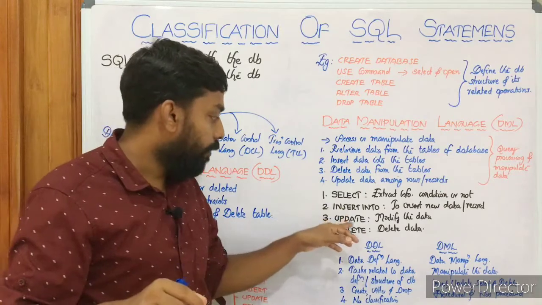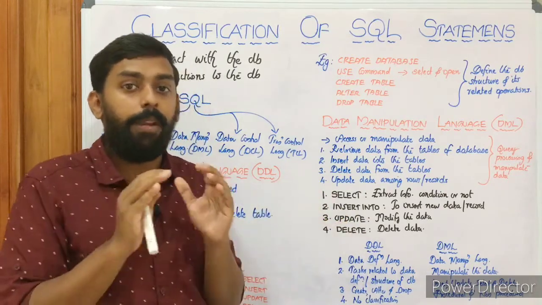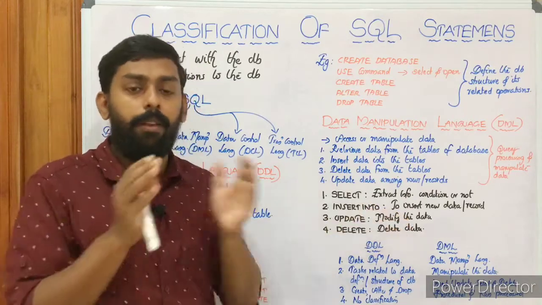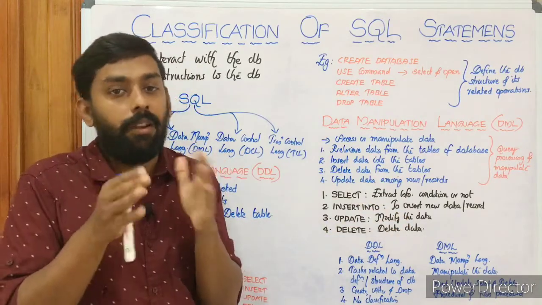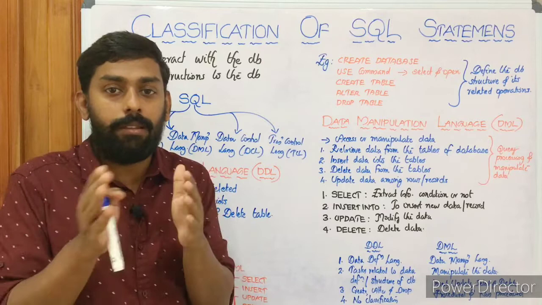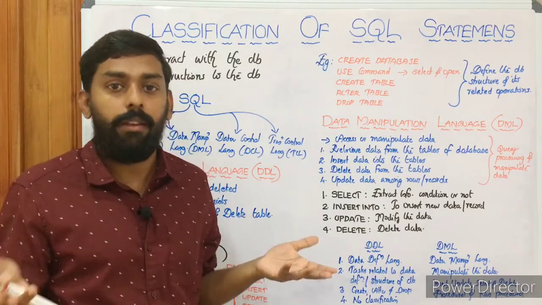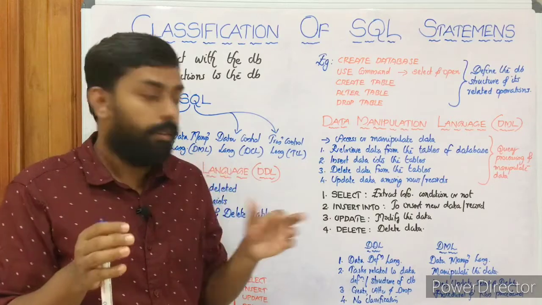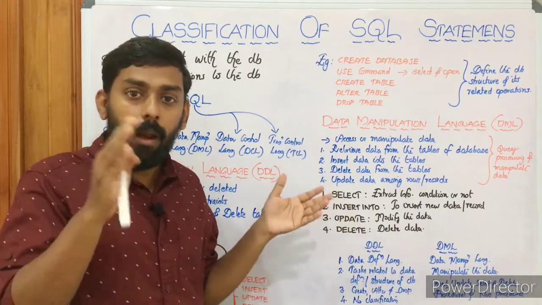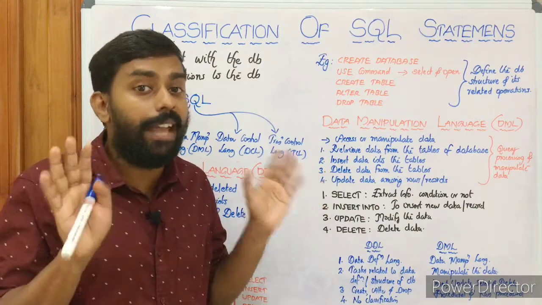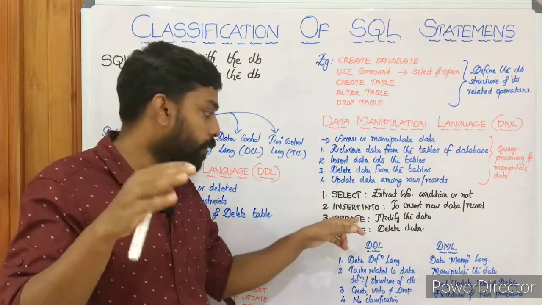Okay, so the third one is update. Update is used to update or to modify the data. For example, suppose Arun got 95. After rechecking, his marks are modified to 97 or 98. Okay, 98. How to modify? Using the update command. Updating from 95 to 98. Actually we are modifying the data. So at that time we use update.